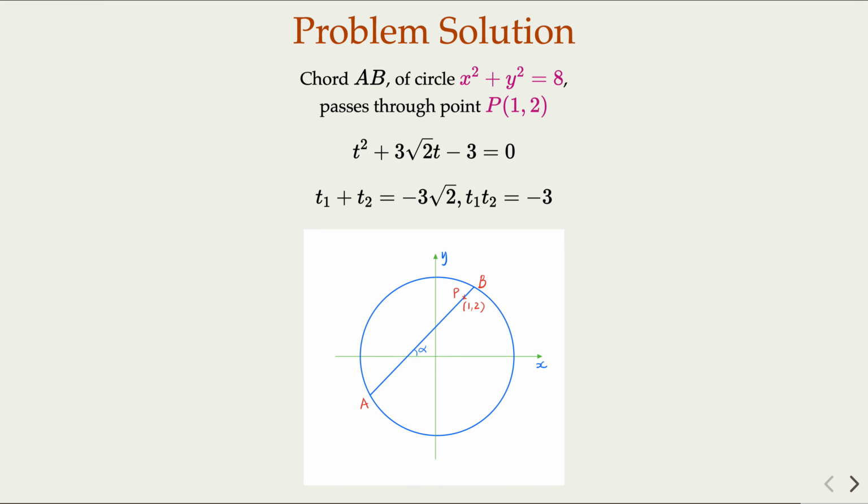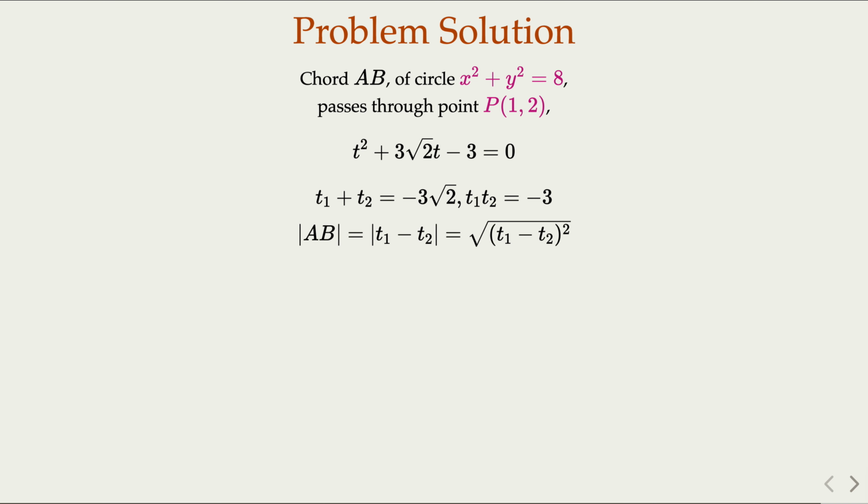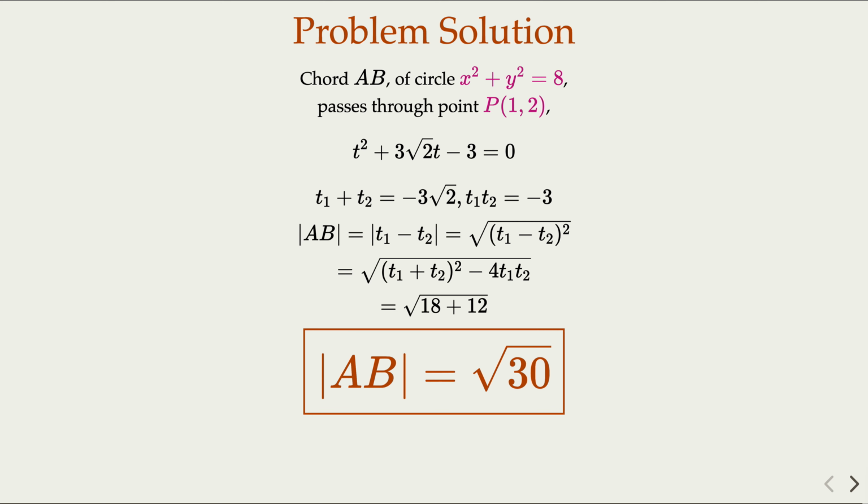With this, we can find the length by looking at the absolute value of t1 minus t2, which can be calculated from t1 minus t2 squared. Of course, we don't know t1 minus t2, but we know t1 plus t2. So what we can do is turn this into t1 plus t2 squared, and then subtract 4 t1 t2. Now we're good to go, because we know both the sum of t1, t2 and the product of t1, t2. Just plug in the numbers. That's 18 plus 12, that's 30. So the segment length is the square root of 30.